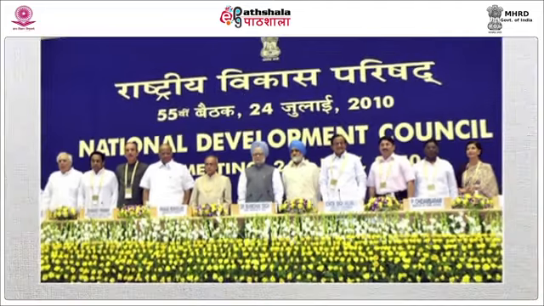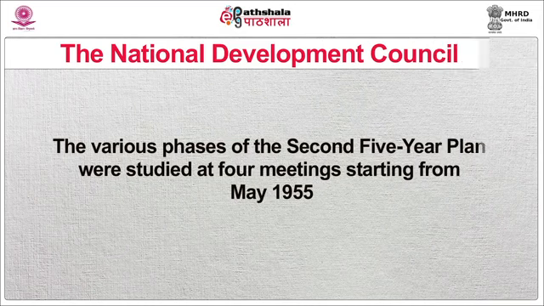The National Development Council called its first meeting in November 1952. Meetings normally last for 2 days. The first meeting focused on the draft report of the first five-year plan. The various phases of the second five-year plan were studied at 4 meetings starting from May 1955, at which the plan frame and provisional structure were studied, and ending in May 1956, at which the final report was accepted.